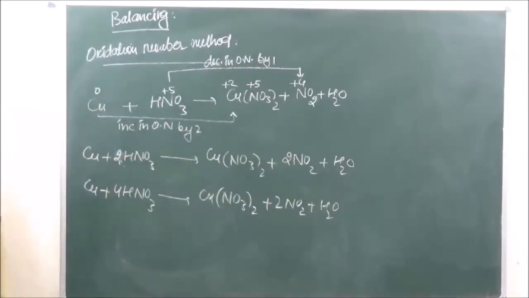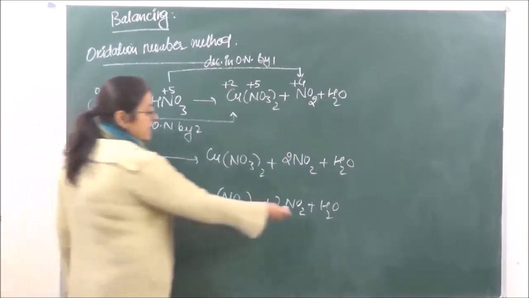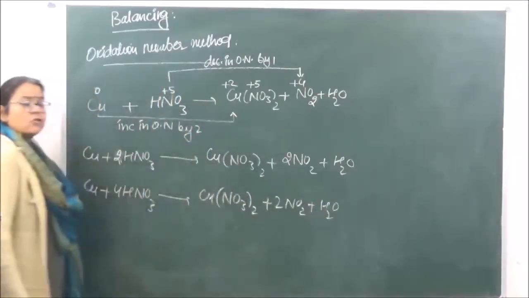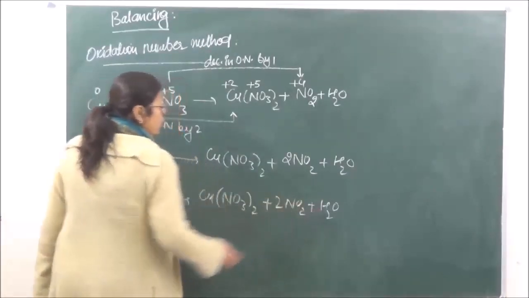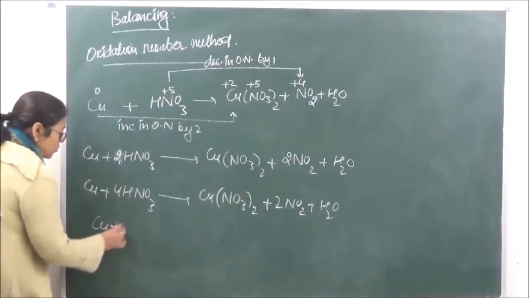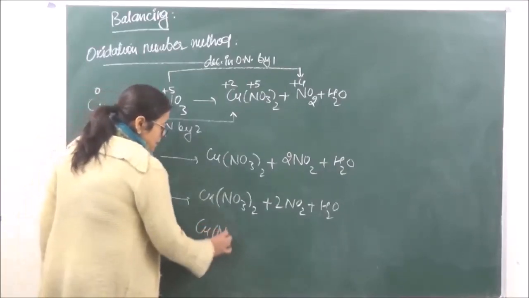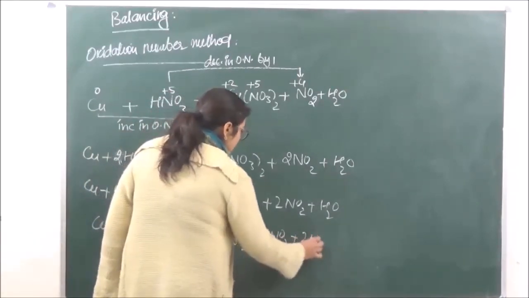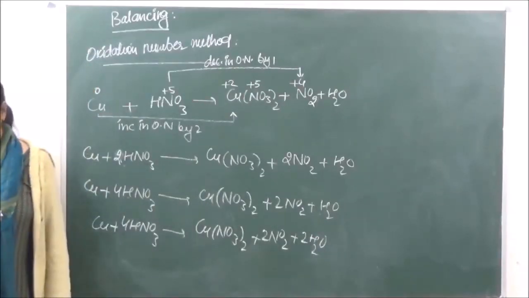Okay. Now finally you are going to balance the water molecules, or balance the number of hydrogens. There are 4 hydrogens on this side. There is only 1 water molecule, or you can say there are 2 hydrogens on this side. So in order to balance the hydrogens, we add another water molecule on the other side. So what will we have now? Cu plus 4HNO3 to give us Cu(NO3)2 plus 2NO2 plus 2H2O. So this is the balanced equation.